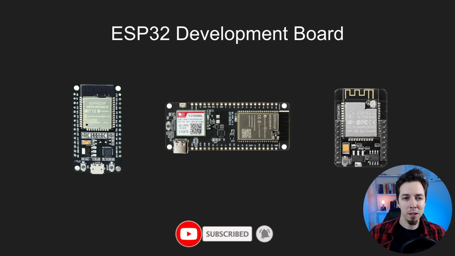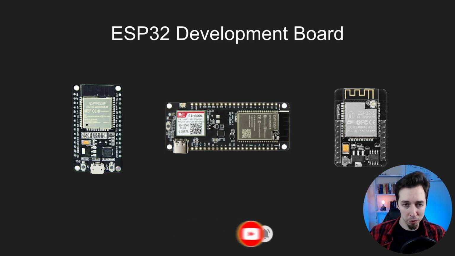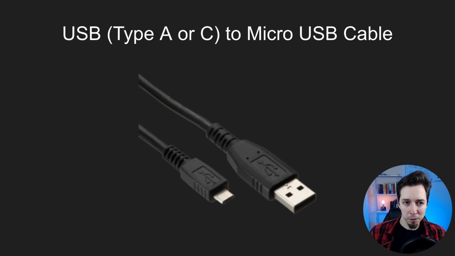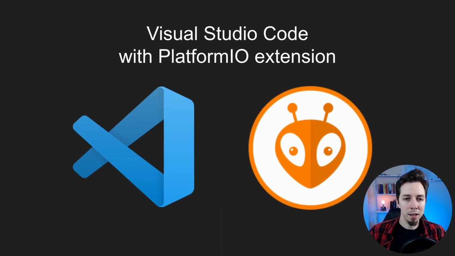So what we need is an ESP32 development board. I suggest using one of the most popular that you can find on Amazon or AliExpress, like Node MCU 32S, the one that I'm using. Apart from the board, you're gonna need a USB to micro USB cable to connect the board to the computer. And in terms of software, we need Visual Studio Code with PlatformIO extension.